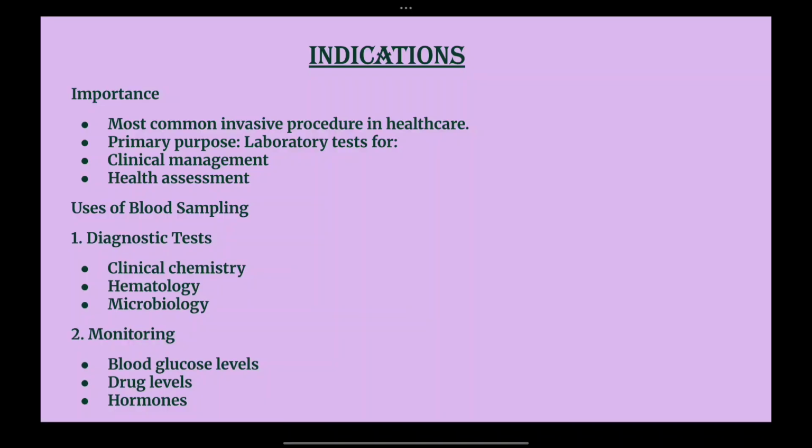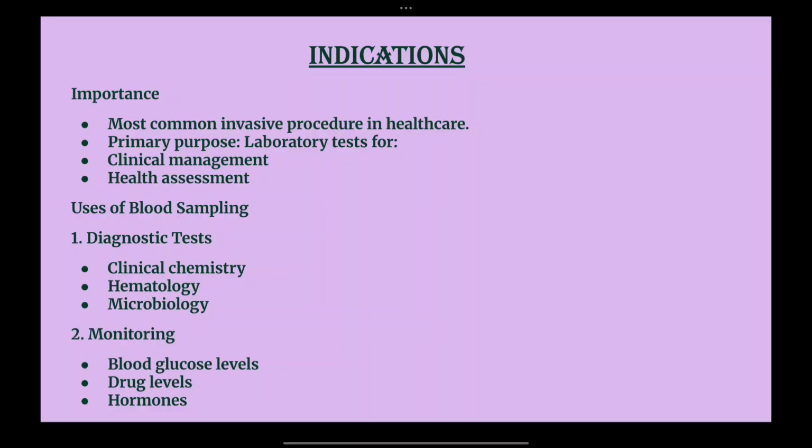Now the primary purpose of blood sampling is for clinical management and health assessment. So how the disease is managed and the patient's health assessed can be done with the laboratory tests done on the blood samples. Now what is the use of blood sampling? There are diagnostic tests and monitoring that are done with blood sampling. The diagnostic tests that are performed are clinical chemistry, hematology and microbiology.